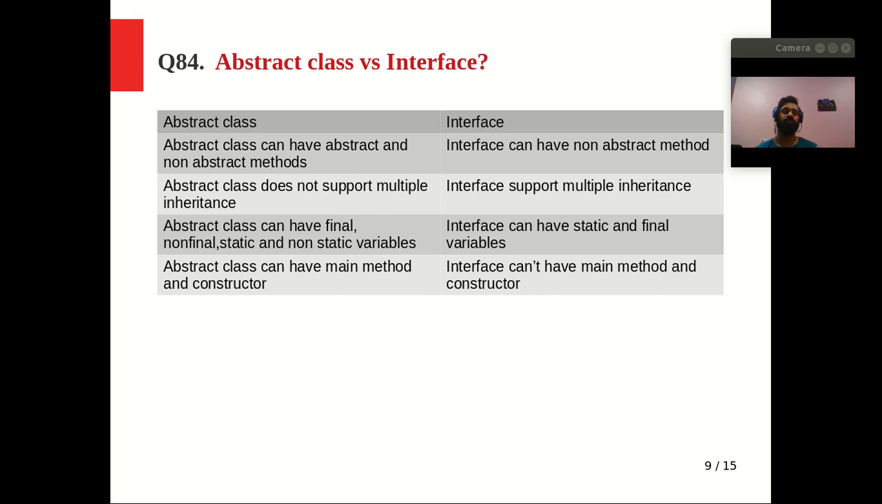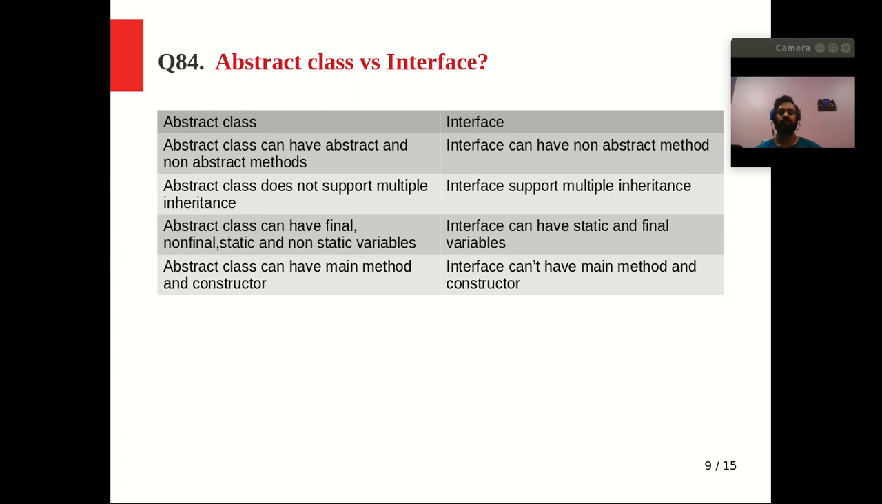So the fourth difference which I can say is that an abstract class can have a main method and a constructor also, but an interface cannot have a main method and a constructor. So in an interface the main method and the constructor are not there, but in an abstract class it can have a main method and a constructor also. So these are some of the important differences between an abstract class and an interface.